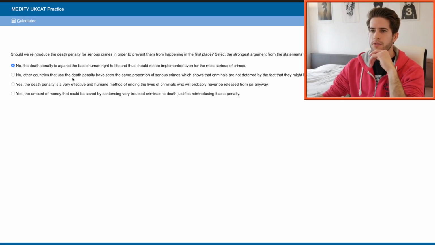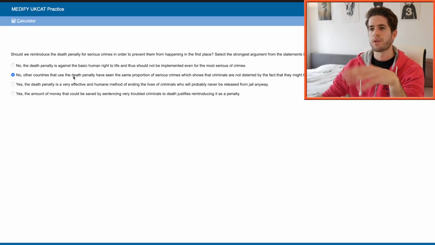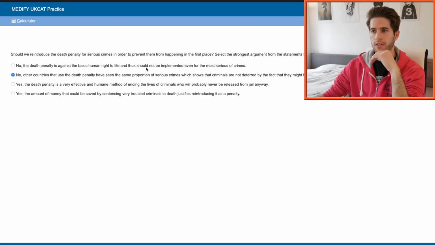No other countries that use the death penalty have seen the same proportion of serious crimes, which shows that criminals are not deterred by the fact that they might be sentenced to death. That is a very strong argument. It's showing an example of previous evidence where this type of implementation has happened before and has not led to a decrease in crime rates. It's a very good argument.